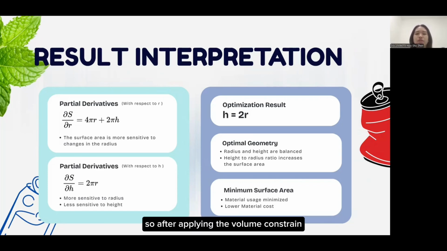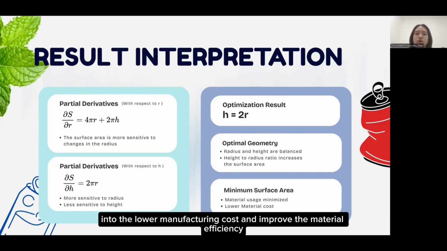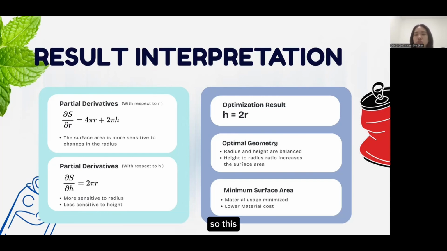After applying the volume constraint, we obtain the optimal ratio, h equals 2r, which means that the height is equal to the diameter. At this ratio, the radius and height are balanced, giving the minimum surface area while maintaining the required volume. As a result, using less material in the can leads to lower manufacturing cost and improved material efficiency.